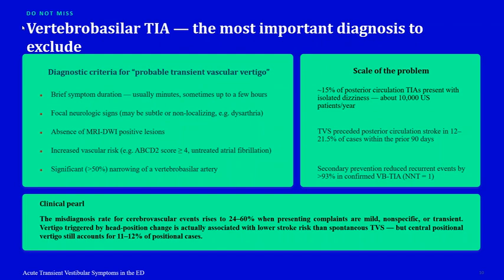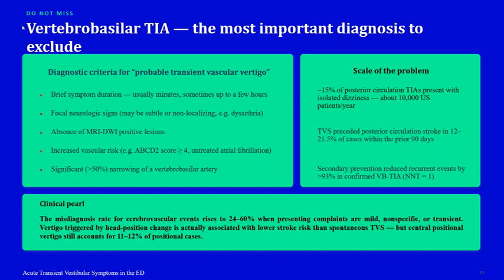The scale of the problem is very high. Around 15% of posterior circulation TIA present with isolated dizziness, about 10,000 US patients per year. Transient vestibular symptoms preceded posterior circulation stroke in 12 to 21.5% of the cases within the prior 90 days. Secondary prevention reduced recurrent events by more than 93% in confirmed vertebrobasilar TIA patients. That is, the number needed to treat is equivalent to 1.